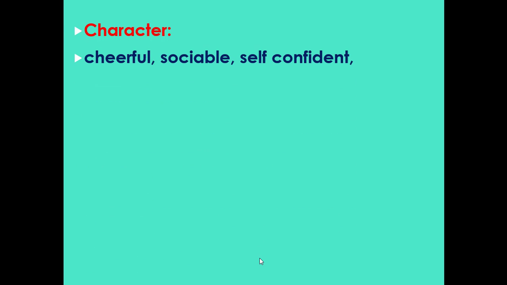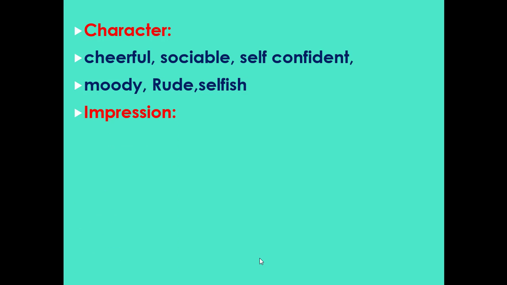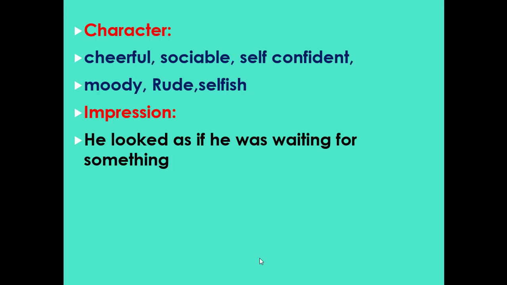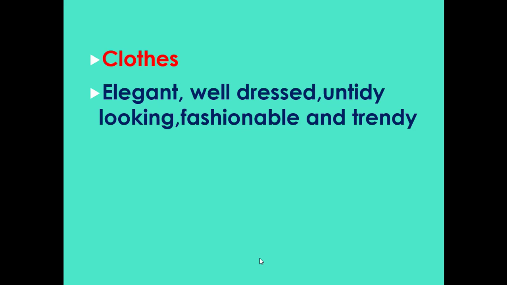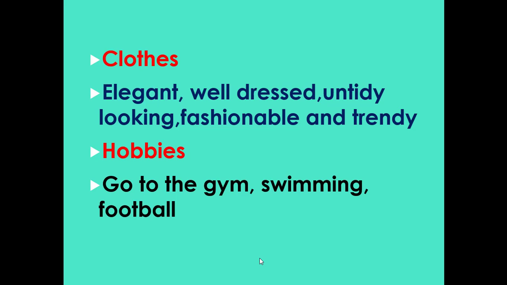For the character, we may say that he is cheerful, sociable, self-confident, moody, rude, or selfish. Of course, moody, rude, and selfish are negative adjectives. The impression he makes on the people who see him, we may say that he looked as if he was waiting for something, or he seemed very confused, or he seemed very confident of himself. When we describe the clothes, we may say that he is elegant, he is well dressed, or untidy looking, fashionable and trendy. For the hobbies, we may say that he likes going to the gym, he likes swimming, or he goes swimming, or he plays football.